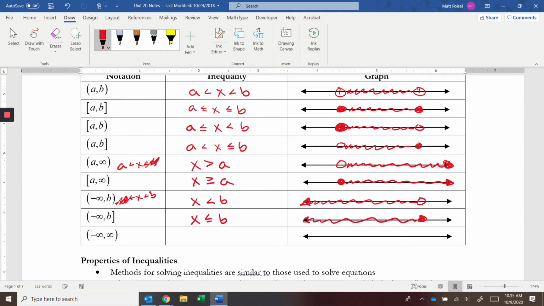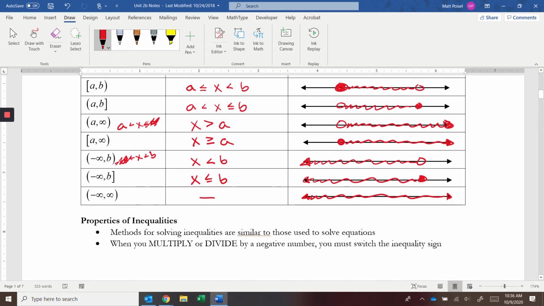And then shade that. All right, the last one is negative infinity to positive infinity. We can't write an inequality. That's basically just all real numbers. So we're going to shade the entire number line. You're going to end up answering in all sorts of different formats as we keep going through.